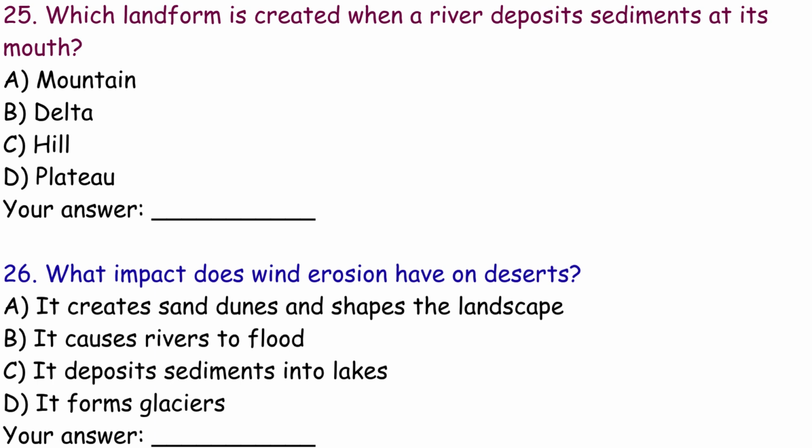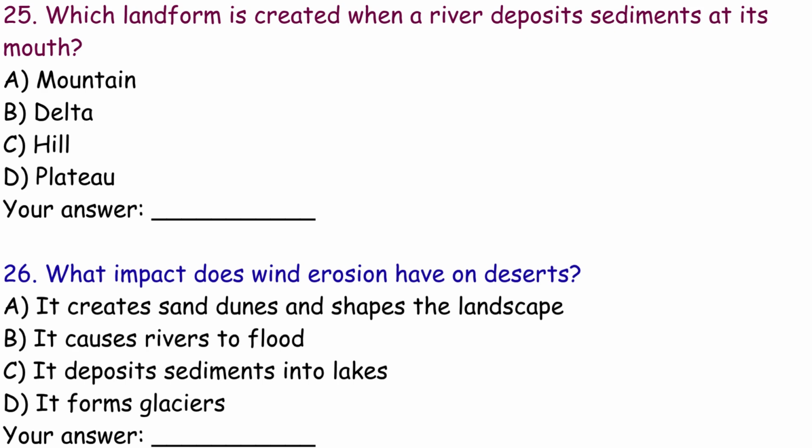25. Which landform is created when a river deposits sediments at its mouth? A. Mountain. B. Delta. C. Hill. D. Plateau. Your answer.